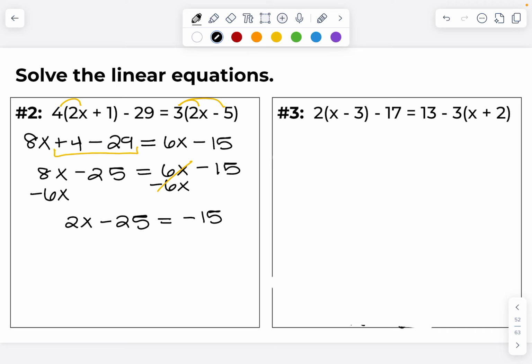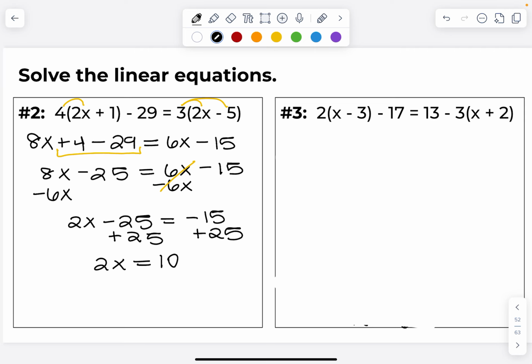Okay, now be careful here because sometimes we get excited, we see the 15, we just write 15. So it's not just 15, it's a negative 15, so make sure you bring down that negative sign when you bring it down here. Okay, so next step is to move the 25 to the other side. So when I move that 25, I get 2x equals negative 15 plus 25 gives me a positive 10.